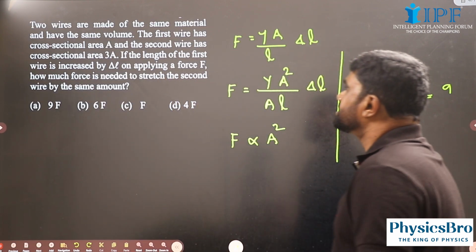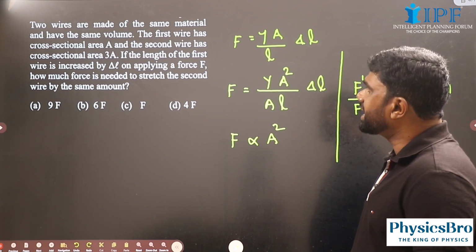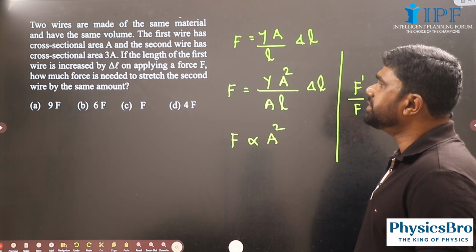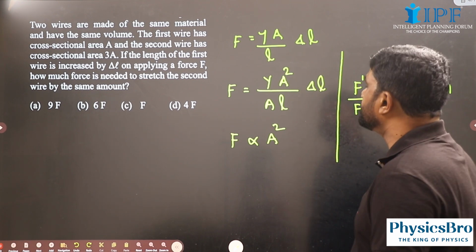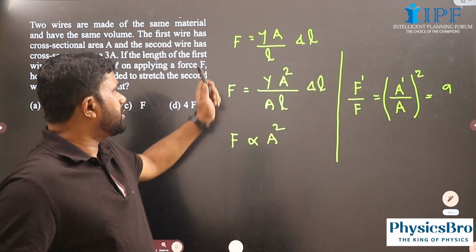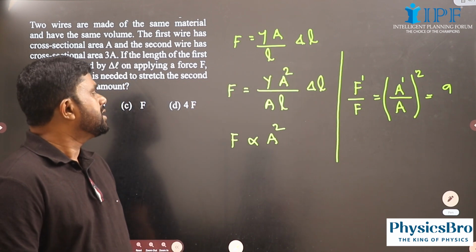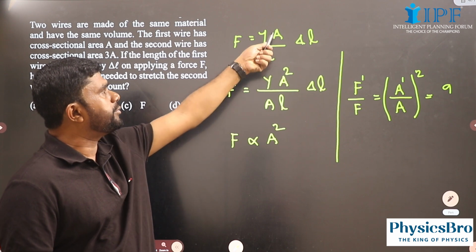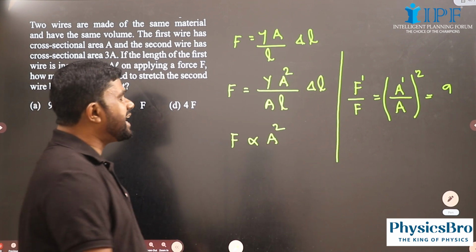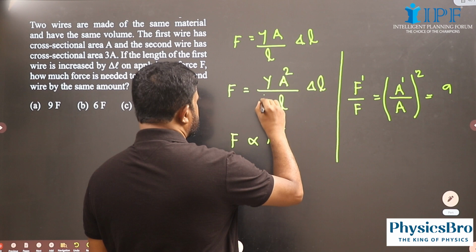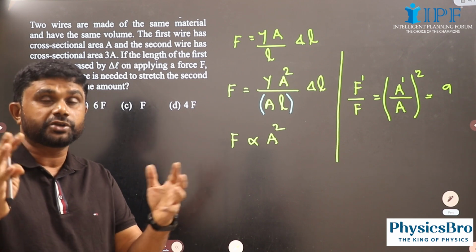Alright. Next, two wires are made of the same material and have the same volume. The first wire has cross-sectional area capital A and the second wire has cross-sectional area 3A. If the length of the first wire is increased by delta L on applying a force capital F, how much force is needed to stretch the second wire by the same amount? Now see, force F equals YA by L, where L is the original length, times the increase in length delta L. Multiply both the numerator and denominator by cross-sectional area A, so we get F equals YA square delta L divided by AL. This AL is the volume of the wire, and it is the same for both the wires.